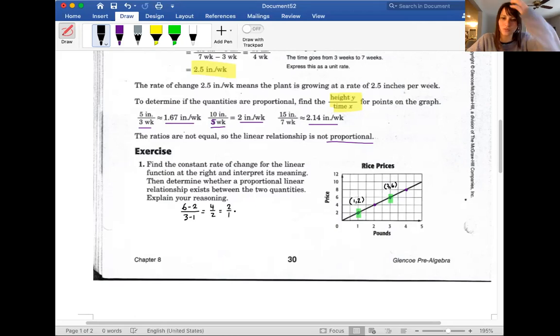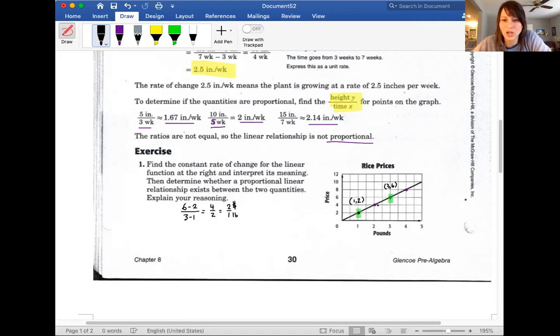So thinking about the rise is going up 2 maybe dollars, and then the run is going up per pound. So for the rice prices, if I were to describe, every pound is $2. So for every $2 I pay, I get another pound. And you can see that. So now what we're going to decide, so this is the first step. The second step is to decide if it's a proportional linear relationship.